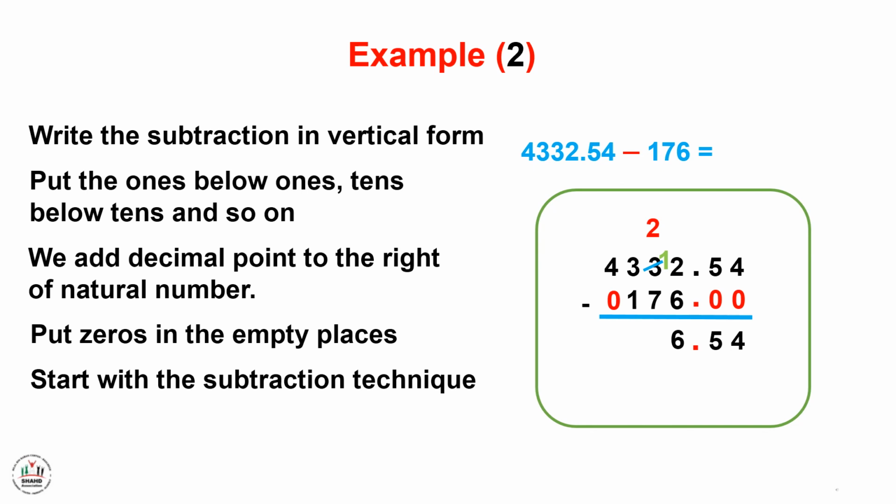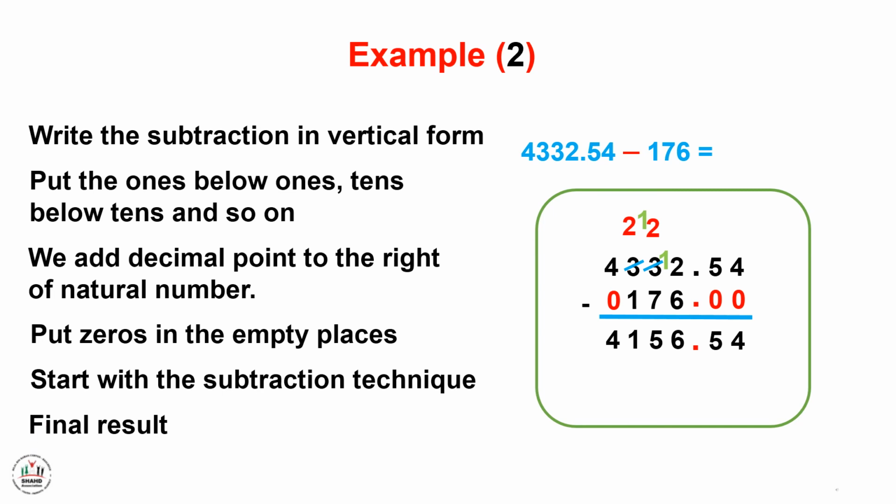Now 2 minus 7, also 2 is smaller than 7, so we take 1 from 3 and the 2 will become 12. So 12 minus 7 gives me 5. Now 2 minus 1 gives me 1. 4 minus 0 gives me 4.